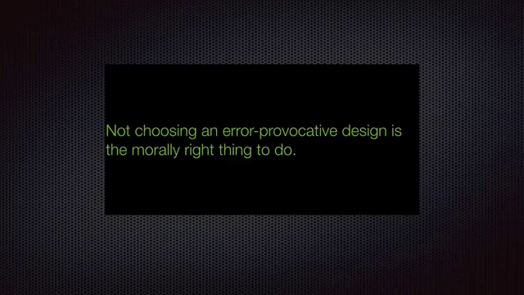So one of the things we want to take away as we're going through, or an initial point or summary here, is that not choosing an error provocative design is the morally right thing to do. So when you're making engineering decisions, if you see a design that is going to provoke errors, the morally right thing to do is to change that design.